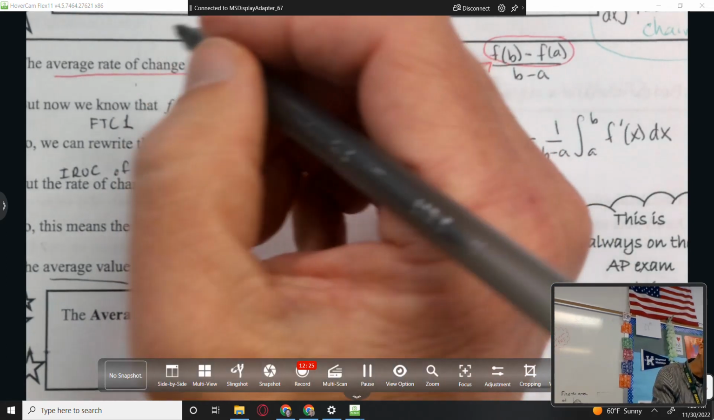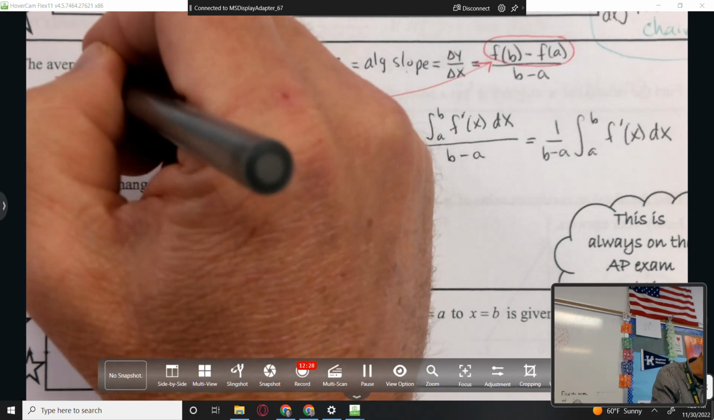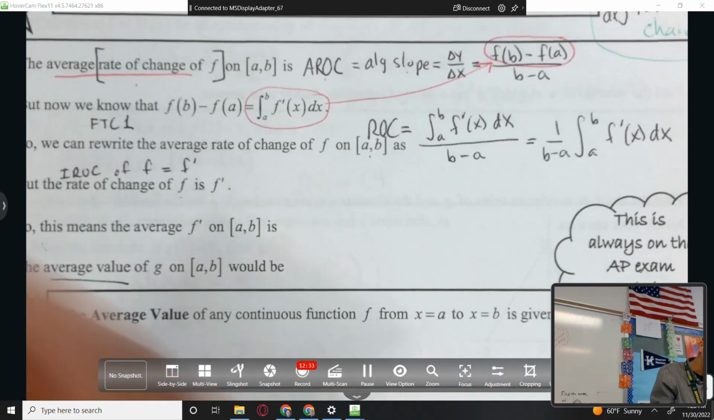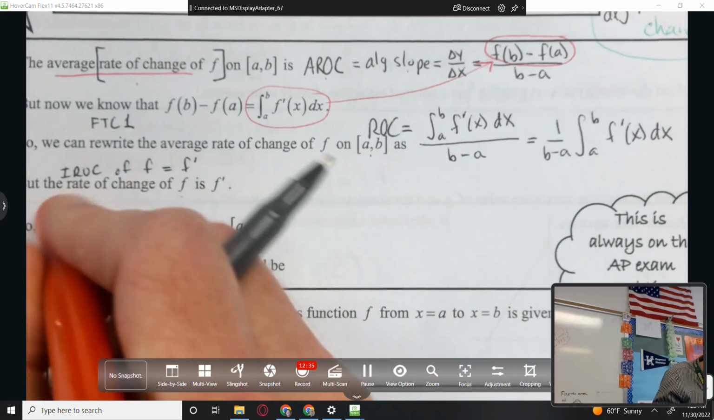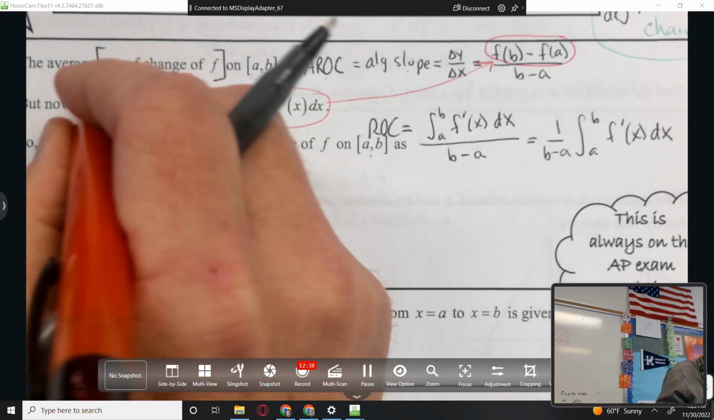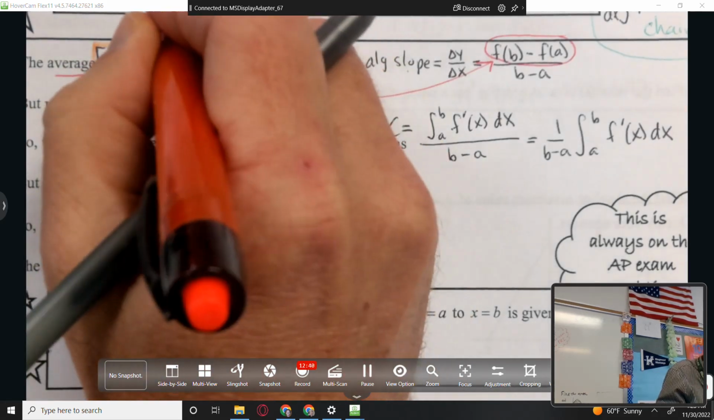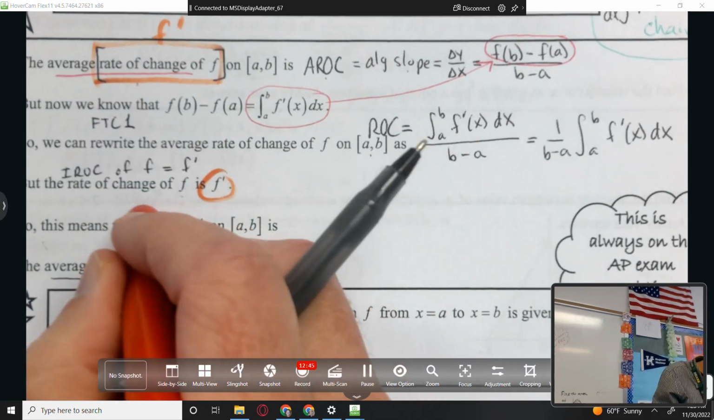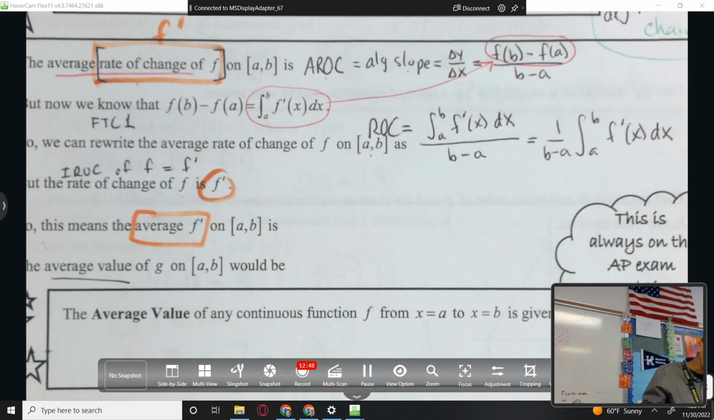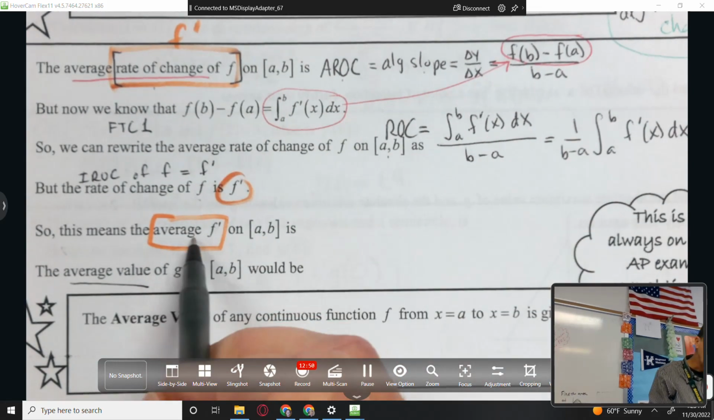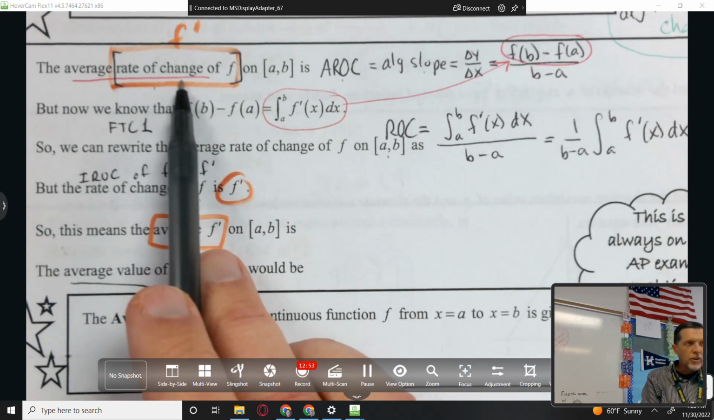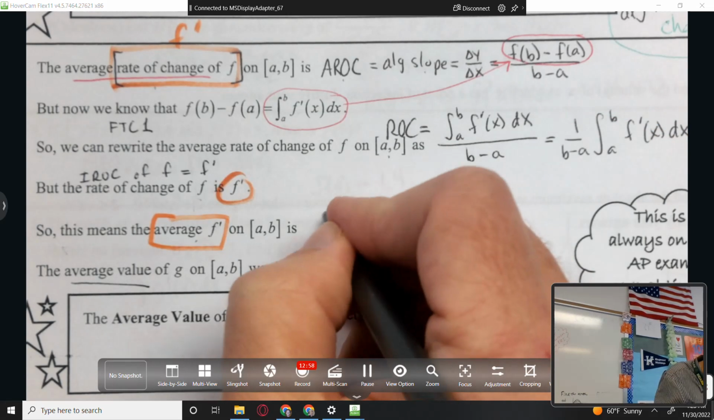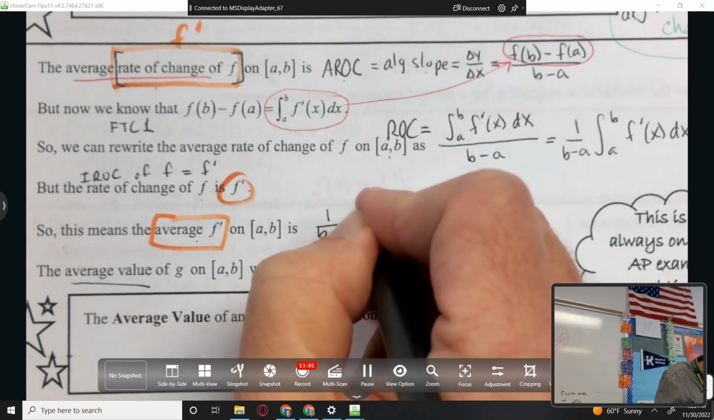So if we replace rate of change of f with f prime, rate of change of f, that's the same thing as f prime. Means the average f prime is the same thing as the average rate of change of f, which is what we already wrote. So 1 over b minus a.